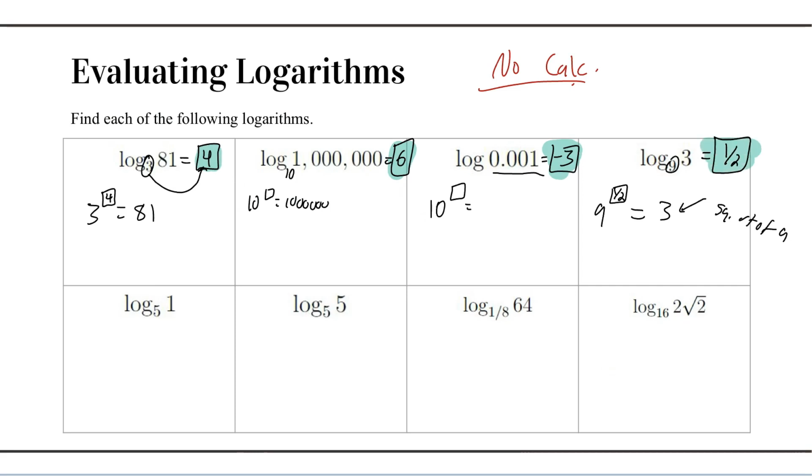Jumping down to the bottom row of examples right here, you have log base 5 of 1. One thing that you'll start to notice about all logarithms is when you're logging something and there's a 1 right there, you're always going to get the same sort of answer. And you'll kind of see why. In this case, we want to figure out 5 to what power is going to equal 1. And the only time you can ever equal 1 when you have a base that's not 1 is if that exponent's going to be 0, right? So it's 5 to the 0 is going to equal 1. So the value of that logarithm is going to be 0.